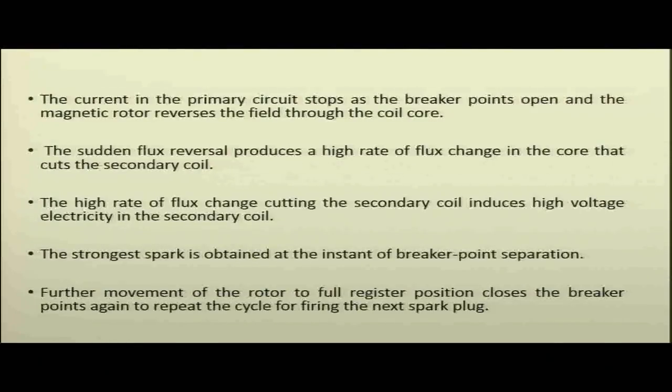The sudden flux reversal produces a high rate of flux change in the core and cuts the secondary coil. The high rate of flux change cutting the secondary coil induces a very high voltage in the secondary coil. Because of this high voltage in the secondary coil, the strongest spark is obtained at the instant of breaker point separation.